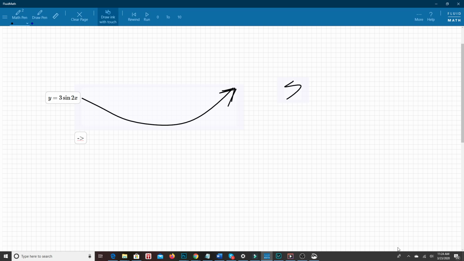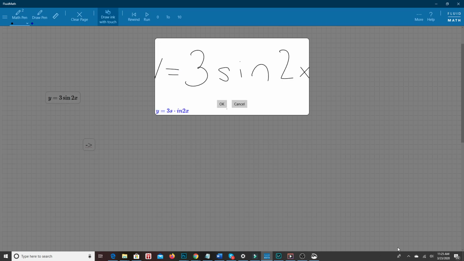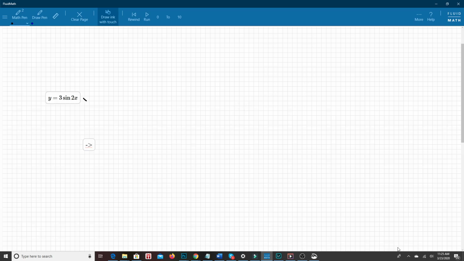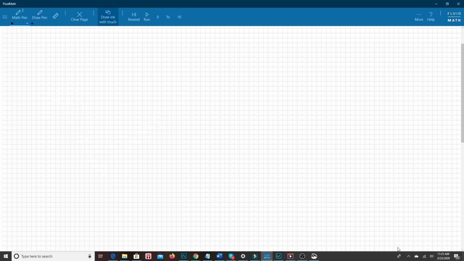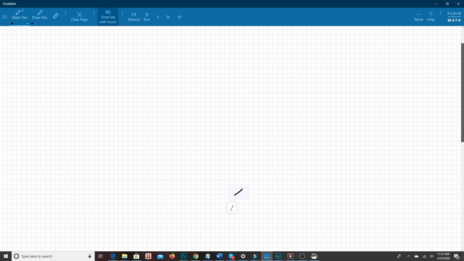I'm just trying to get this thing to work. This is called Fluid Math. It's supposed to automatically draw the graph of this, but it seems to be acting up. I did it on my laptop, but I don't have my laptop right now, so I'm trying to get rid of this stuff right here. Why is it not working? Okay.